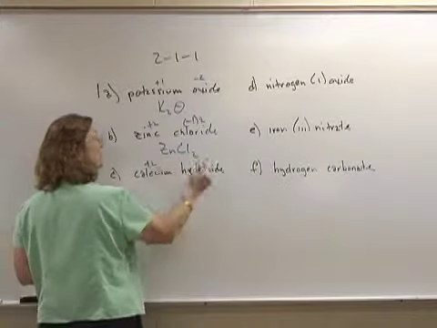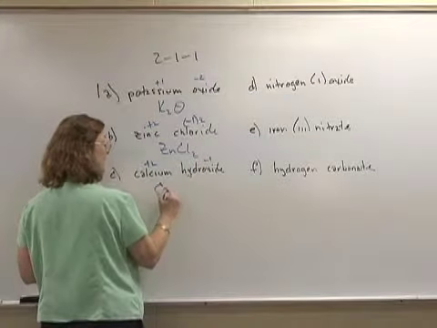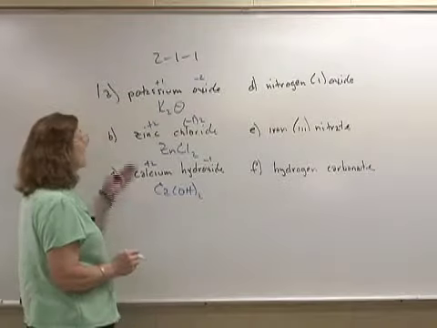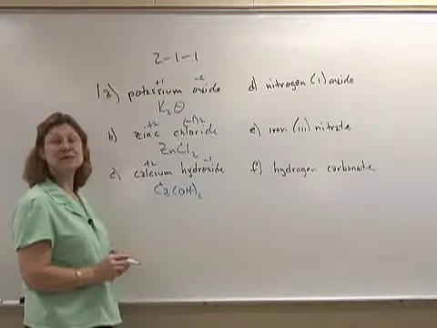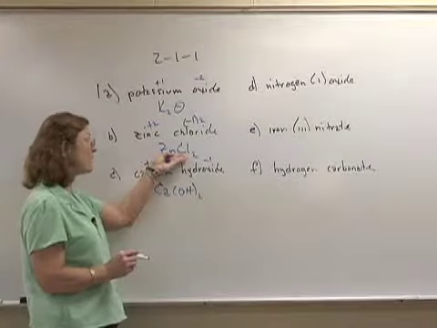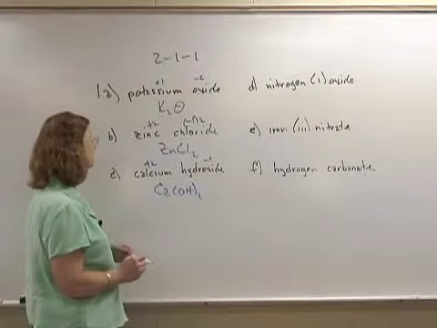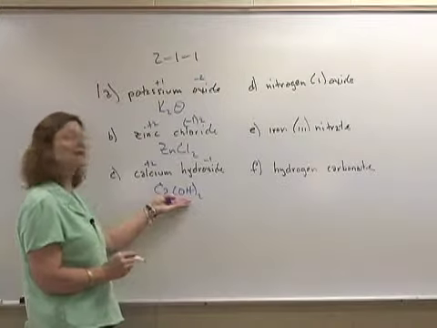Calcium is +2, hydroxide is -1. Calcium hydroxide is a base. Zinc chloride is a salt. A metal with a nonmetal or metal with a polyatomic ion is a salt. Metal with hydroxide is a base.